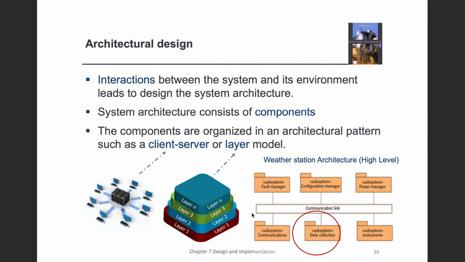The architectural designs are the interactions that happen between the system and its environment that lead the design of the system architecture. So we have the system and its environment, but what interactions happen between them? These are various architectural designs that you do based on the customer's needs, and you need to be able to understand this before you do that. The system architecture also consists of different components, and these components are organized in an architectural pattern such as client server or layered models.